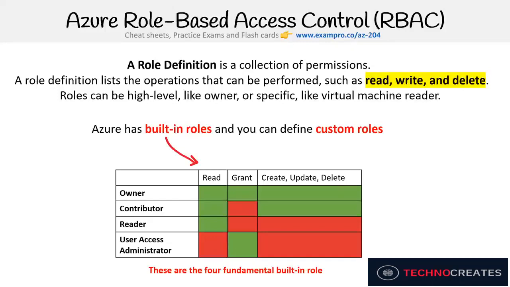And then across the board, you have those three operations: read, grant, and then create, update, delete. You can see the owner can do everything. The contributor can both read and create stuff, but they just can't grant access to other people. The reader just has read-only access. And then a user access administrator is granting other users privileges, but themselves are not creating anything. All right?